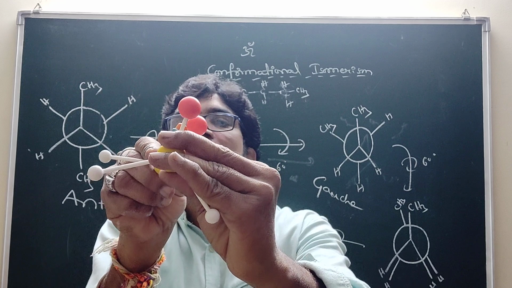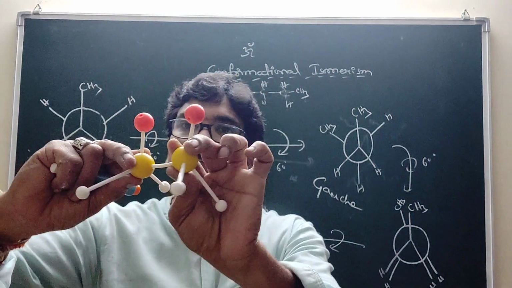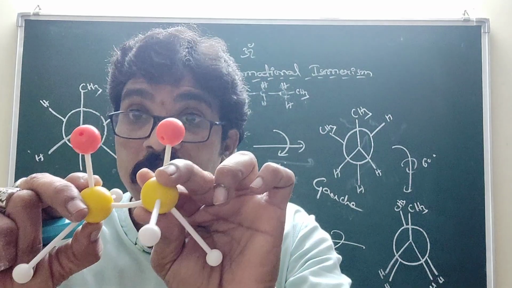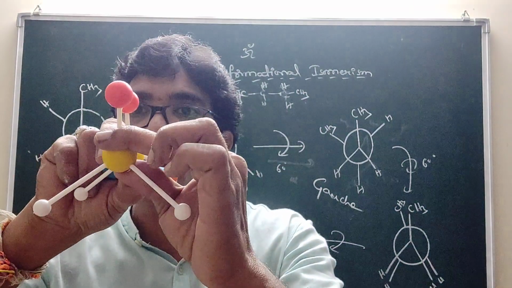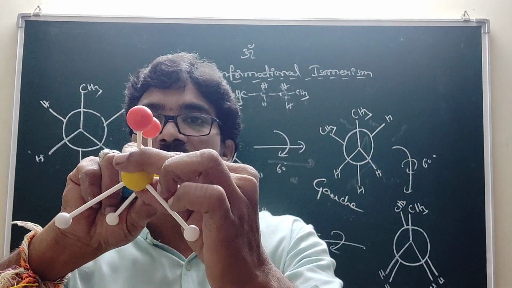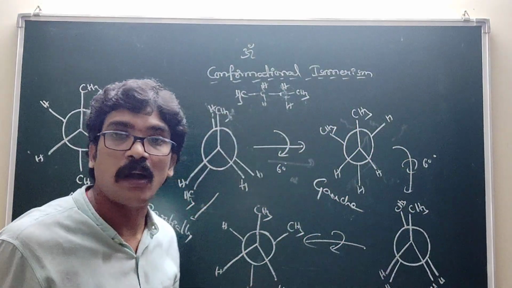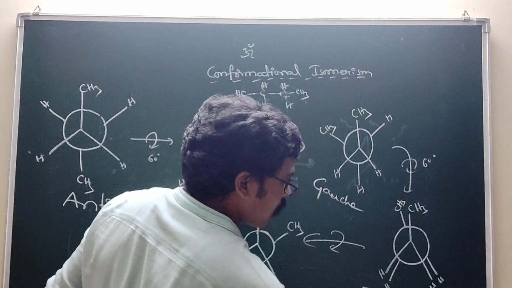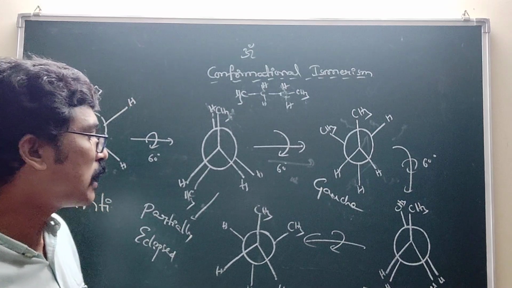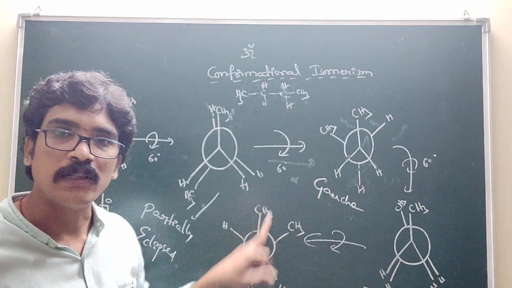Again, the front carbon is fixed and you rotate. What happens? Between methyl and methyl, the dihedral angle is zero. One methyl is on the front side and the same methyl is on the back side. So the dihedral angle is 0. That means methyl behind methyl, hydrogen behind hydrogen. This form is called fully eclipsed. Again, if you rotate by 60 degrees, we observe that this form and this form are the same. This is called Gauche, and this is also Gauche.